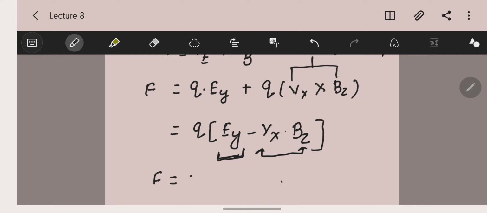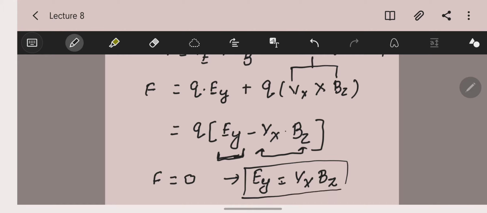F, what should it be? Our net force should be 0, so that the smooth movement of holes could take place from point 3 to point 4 as shown in the above diagram. F equals 0. This electric field Ey must be equal to the Vx into Bz. So Ey must be equal to the Vx into Bz.